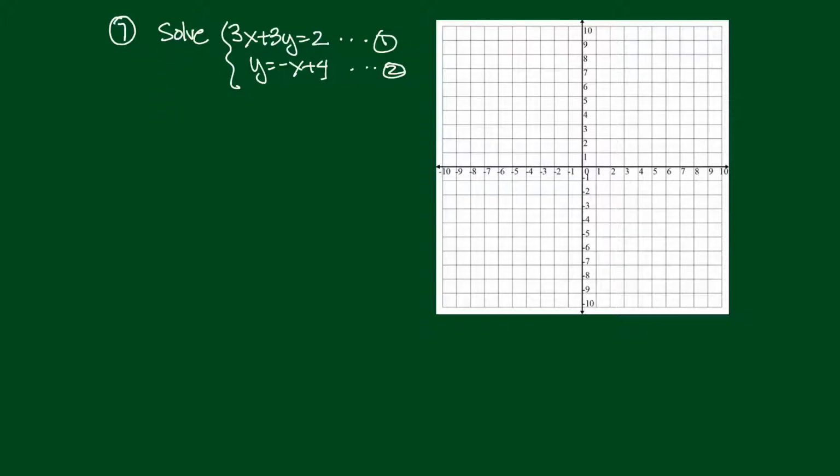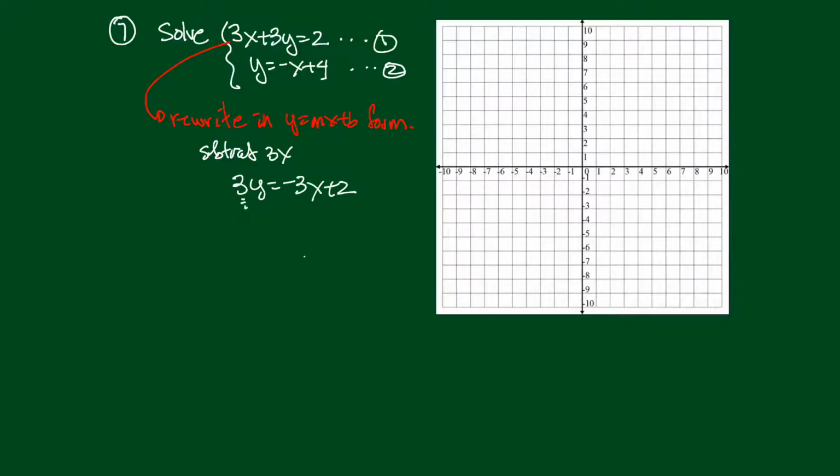All right, so I'm going to take this one here and rewrite this in y equals mx plus b form. So let's solve it for y. So we'll subtract the 3x, right? So I'm going to start by subtracting 3x. So I'll get 3y equals negative 3x plus 2.